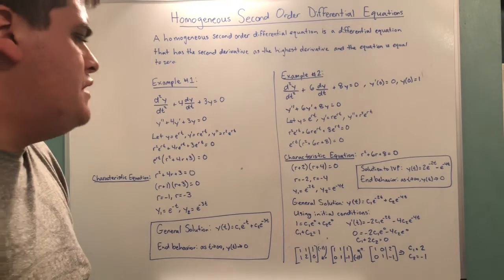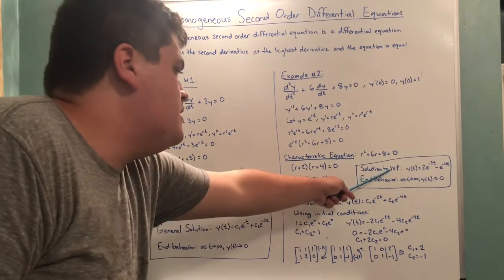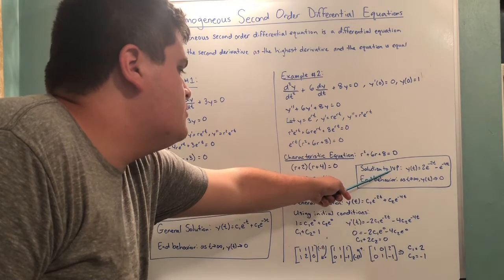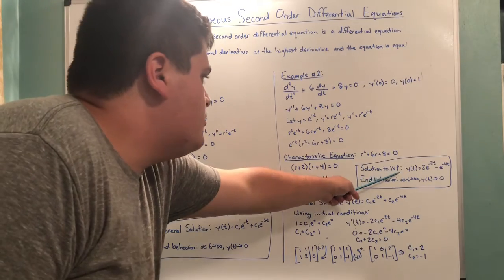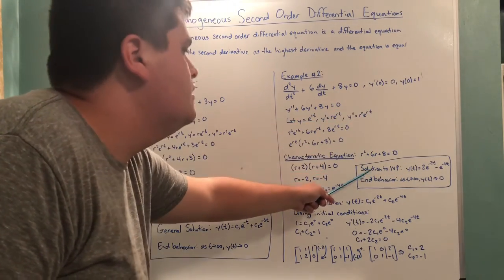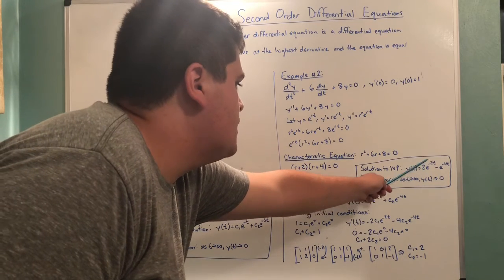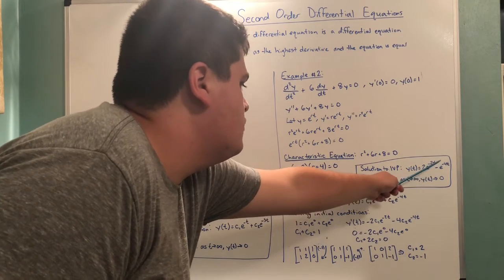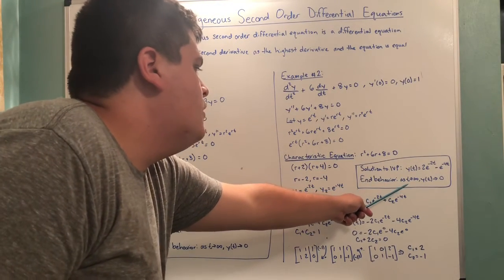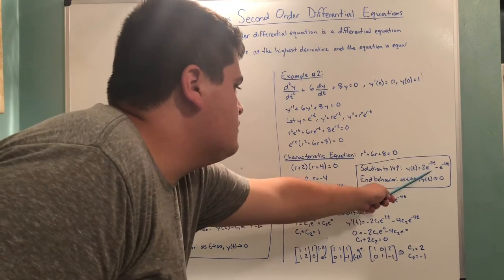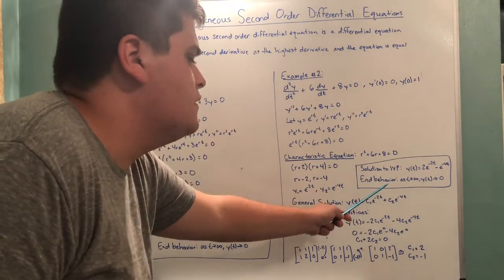So now that we have our c1 and c2, we can find the solution to the IVP. IVP is an abbreviation for initial value problem. This is an initial value problem because we have initial values. So our solution is y of t is equal to 2e to the minus 2t minus e to the minus 4t. And our end behavior is as t approaches infinity, y of t approaches 0. These are both raised to negative t. So these terms both at infinity tend towards 0.